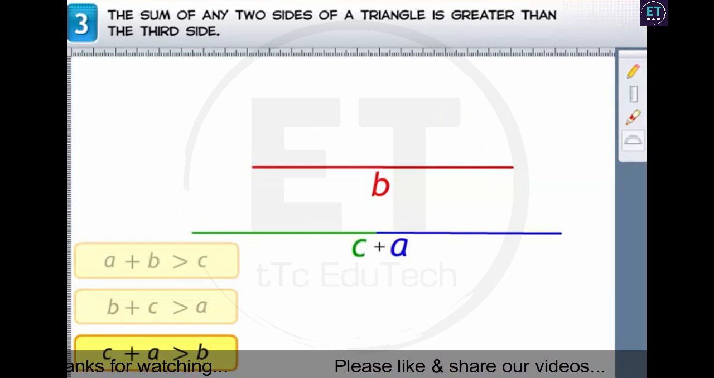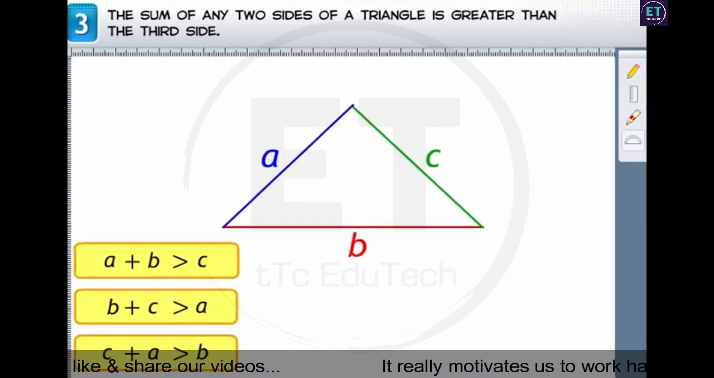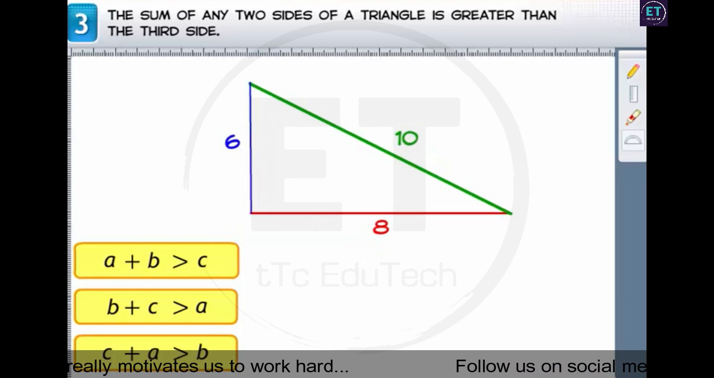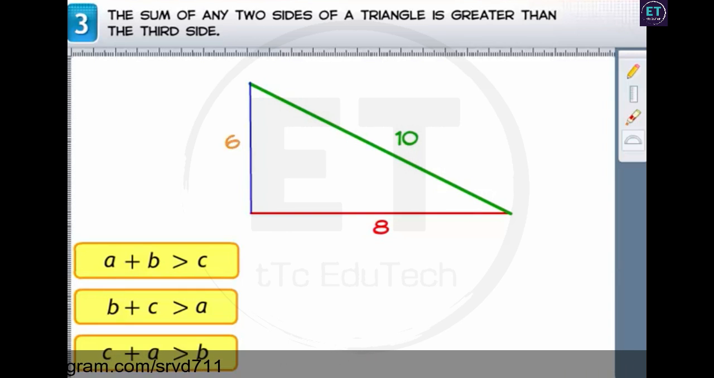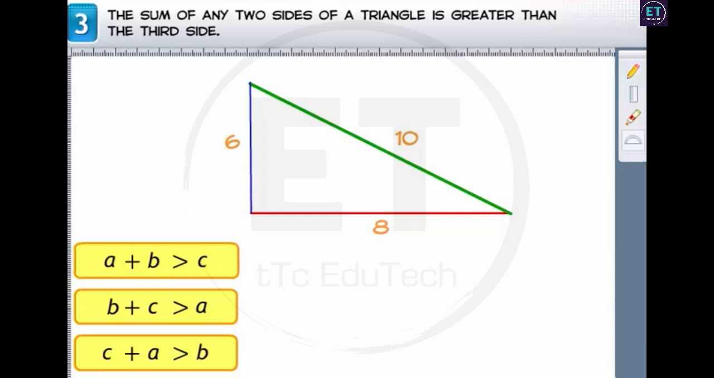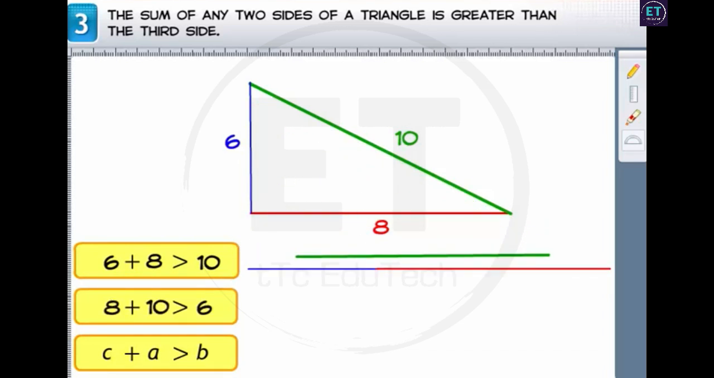Let's verify this through an activity. We will use the same example we have used for the other theorems. Let's substitute the sides A, B, and C with 6, 8, and 10 respectively. If we consider two sticks at a time and add their lengths, we observe the following.